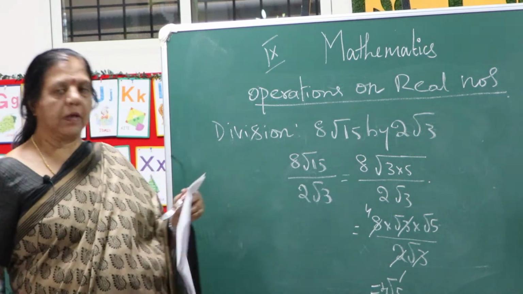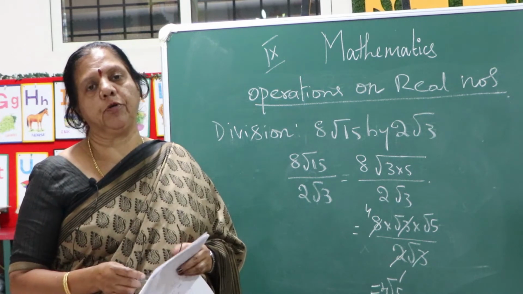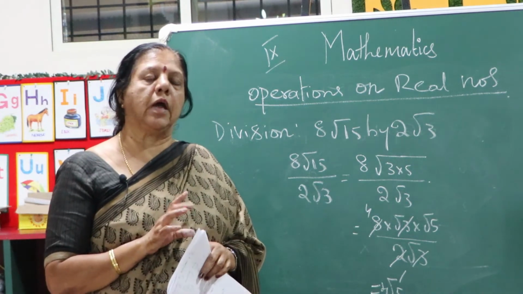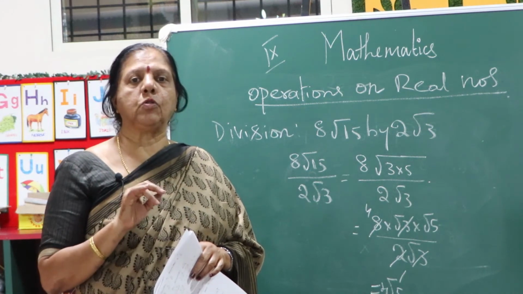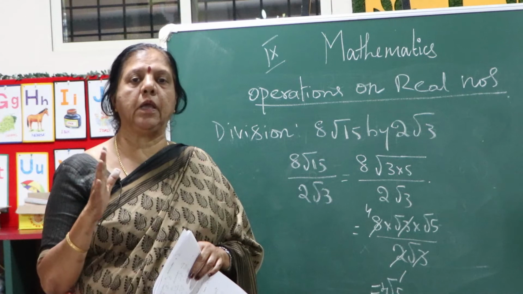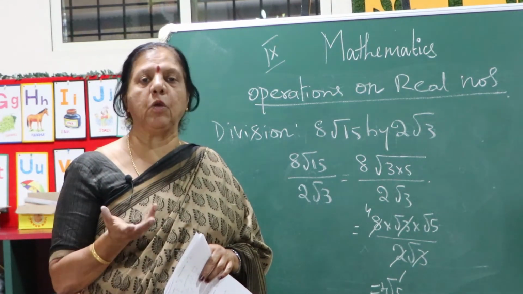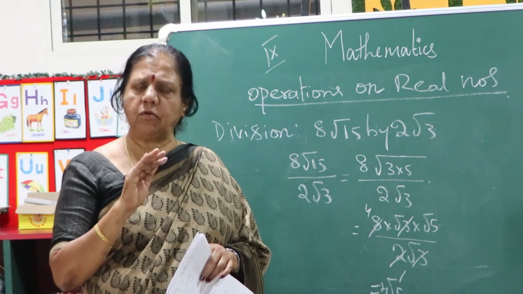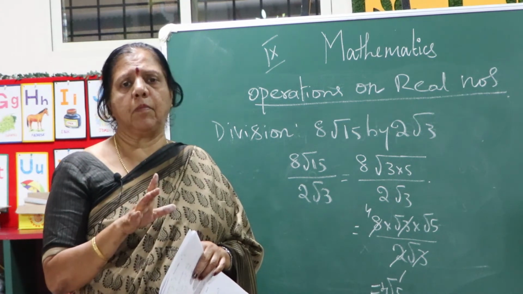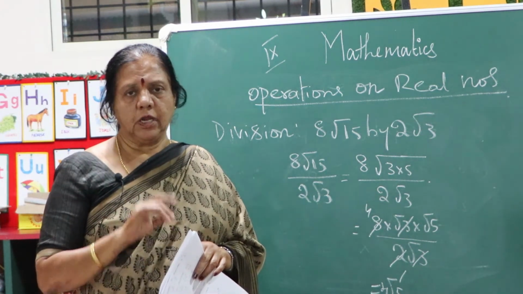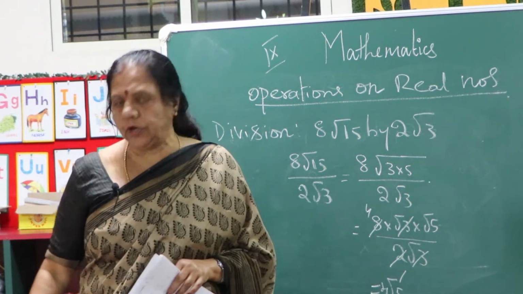Before going to indices, I am going to introduce some identities. You already learnt identities. Which are the identities you have learnt? (a plus b) whole square is equal to a square plus 2ab plus b square, (a minus b) whole square, (a plus b) whole cube, (a minus b) whole cube, etc. You have learnt these. Based on this, under the real numbers, I am going to introduce nearly 8 identities, children.